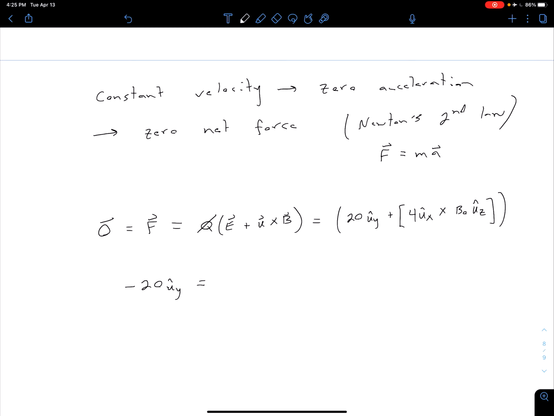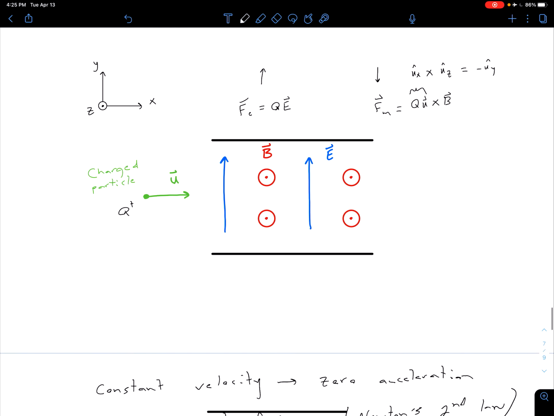When we do this cross product, as we said, the unit vector ux cross uy is going to be negative u of y. Then we have the two magnitudes multiplied together, so 4 times B naught. Of course the negative u of y direction cancels out, and ultimately we see that we need a B naught of 5. So we need a magnetic field strength of 5 Webers per meter squared in order for this particle to maintain a constant velocity as it moves through this region with B and E.